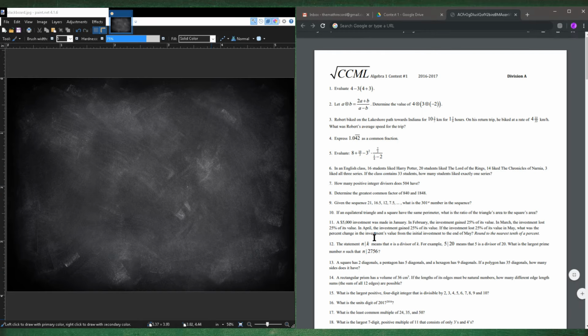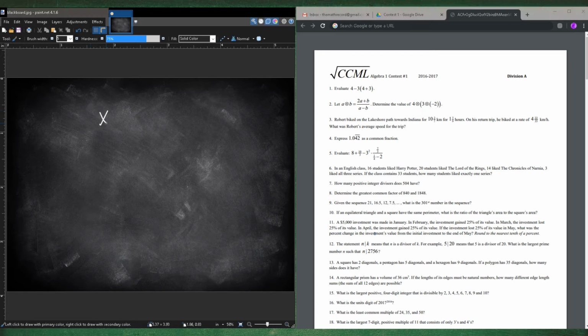Question 4. Determine 1.042, the 42 is repeating, as a common fraction. What I would do is set the number as a variable, so x is equal to 1.042 repeating. And now I want to multiply by a certain amount just so this 42 would stay the same. So let's say 1, 2, 3, right? You want to go 3 over, so you gotta multiply by 1,000. So it's gonna move 3 decimal places.